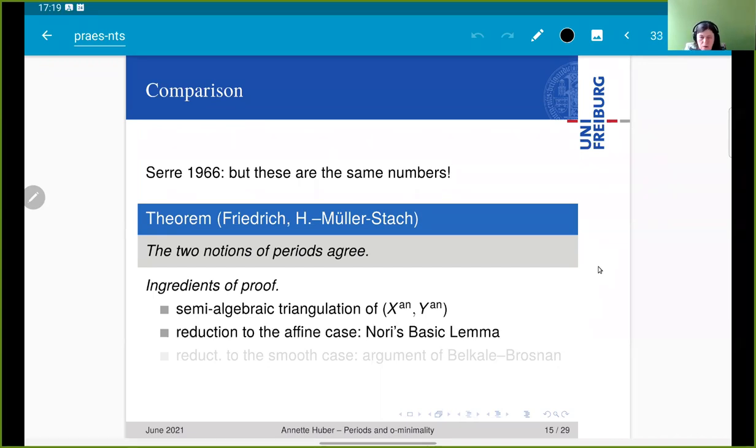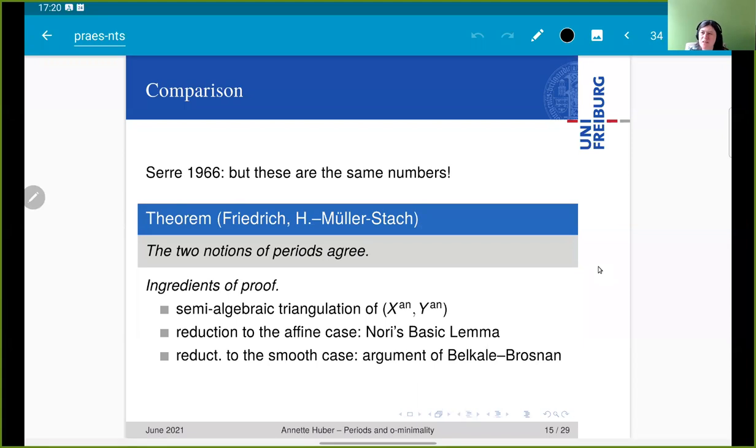So one technical problem is that you really want to reduce to the affine case. And this uses Nori's basic lemma, if you've heard about this. And then also you need to reduce to the smooth case, because this nice connection between algebraic varieties and differential forms only holds in the smooth case.